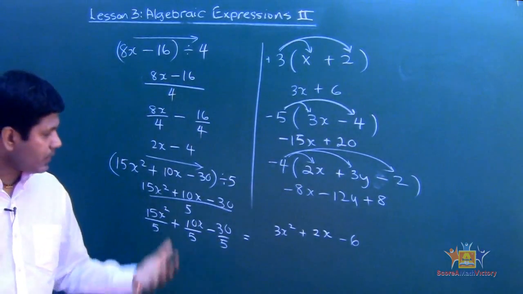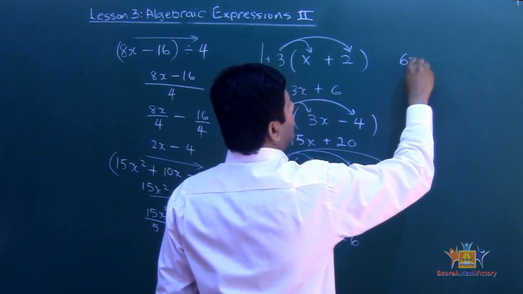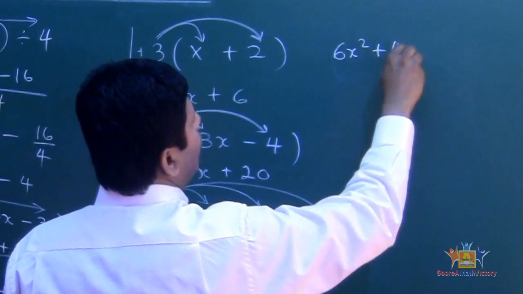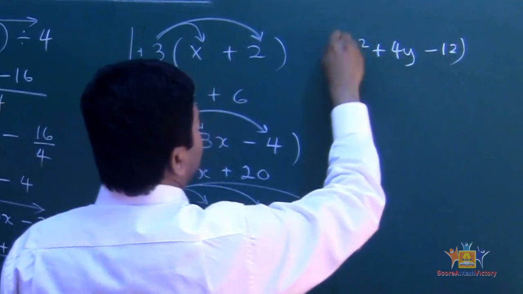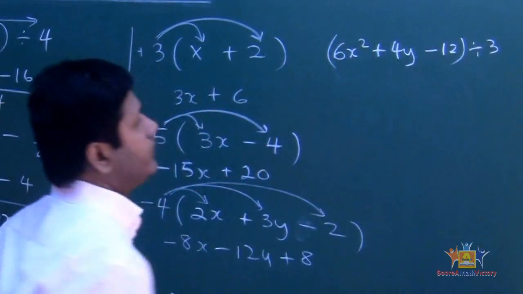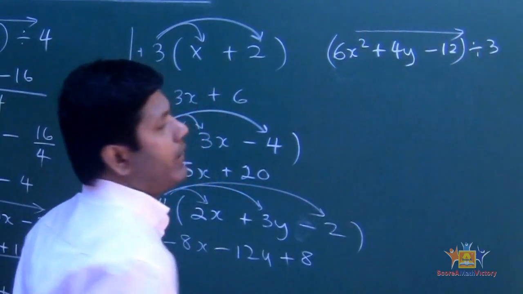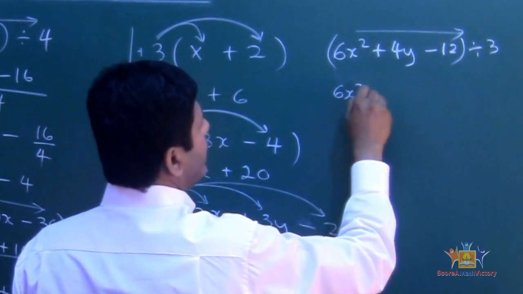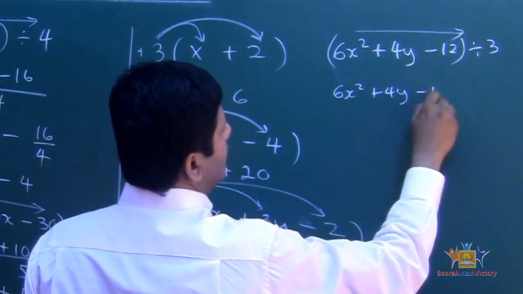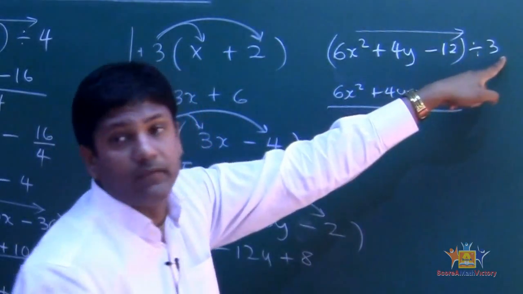Okay? Let's say, for example, let's do another one. Let's say I give you 6x squared plus 4y and then minus 12. Okay? And I'm dividing this whole thing by 3. Let's read it exactly as it says. We're going to read it like this, right arrow method. So we're going to write that as 6x squared plus 4y minus 12. Divide the whole thing, because this whole bracket is being divided by 3.